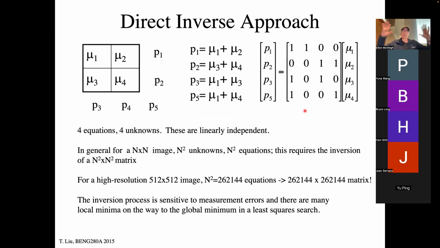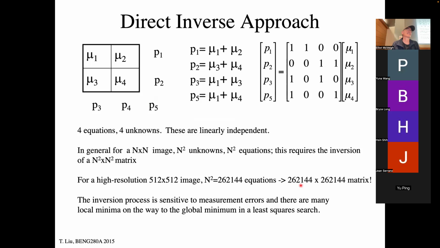This problem obviously scales up as the number of mu values gets bigger. In general, if we want an n by n image, then we're going to get an n squared by n squared matrix here, because everything has to be written out. So let's just do the example. For a 512 by 512 image, you have 262,000 rows and 262,000 columns, right?